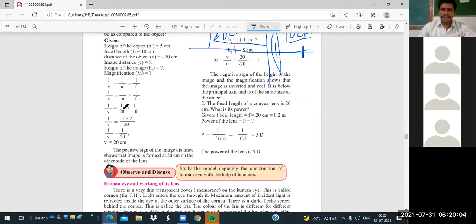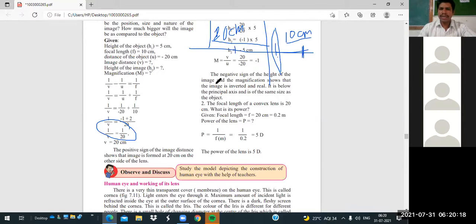Here, this minus sign was given below. We have considered it as the upside, and the denominator is 20. So due to that reason, this minus 1, here 2 minus 1 plus 2 upon 20. So what will we get here? 1 upon v is equal to 1 upon 20.